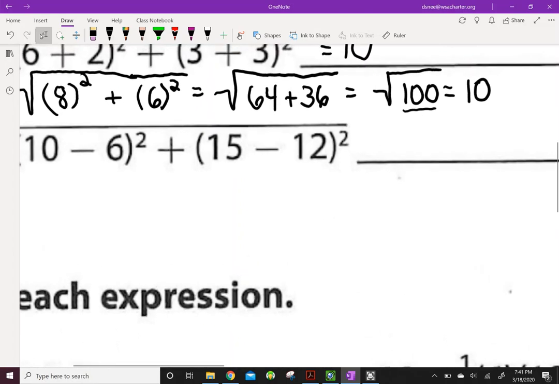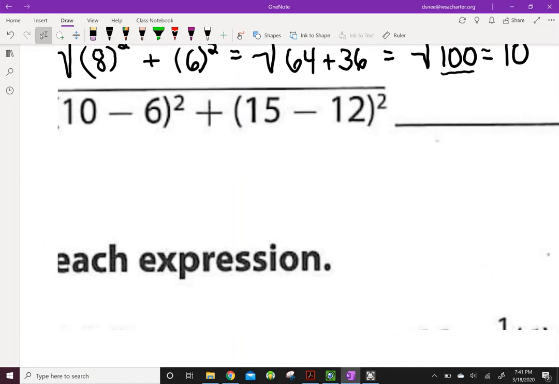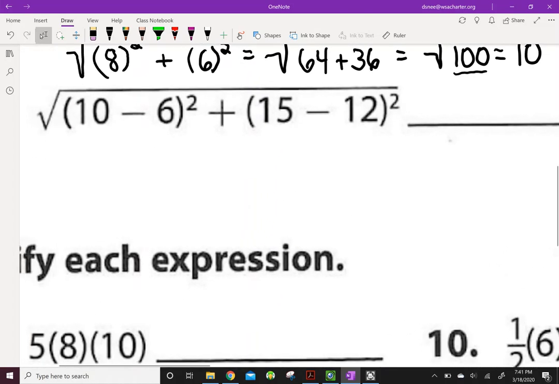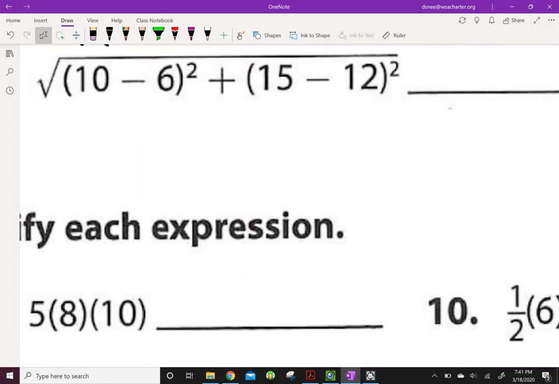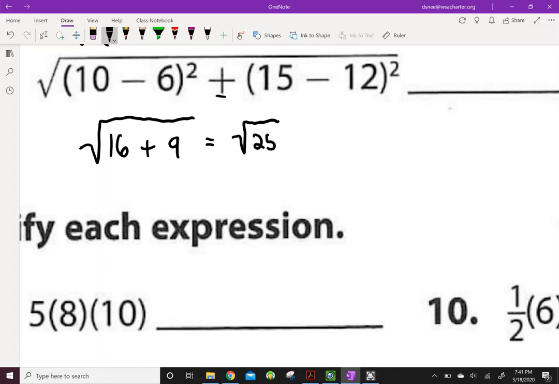Let's see here. Now we're working with 10 minus 6 squared plus 15 minus 12 squared. 10 minus 6 is 4. 4 squared is 16. So I have 16 plus, that came from right there, 15 minus 12 is 3. 3 squared is 9. 16 plus 9 is 25. And the square root of 25 is equal to 5.